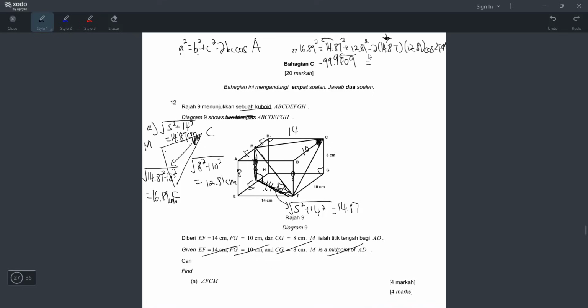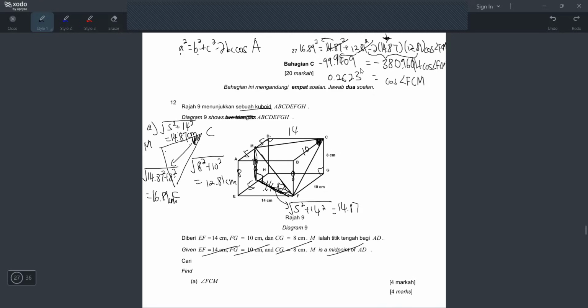And then here I will multiply together, because these two I already moved to the other side. So now it is left with this. So I will press 2 times 14.87 times 12.81. So I'll get negative 380.9694 cos FCM. So now to get the cos FCM, I will take this whole thing divided by this. Negative divided by negative is positive. So 99.9409 divided by the answer. So it's 0.2623.